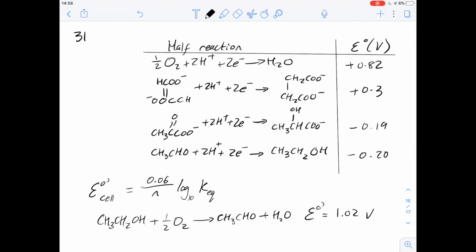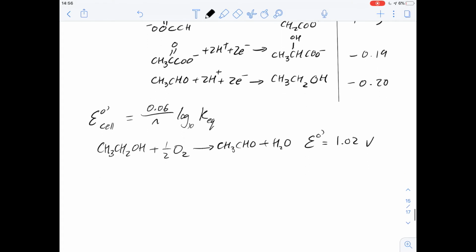So the strongest oxidizing agent will have the highest E value, but the substance with the lowest E value would be the strongest reducing agent. And looking at this table, we can see it's the bottom one here. And so that would give us an answer of D for number 31.